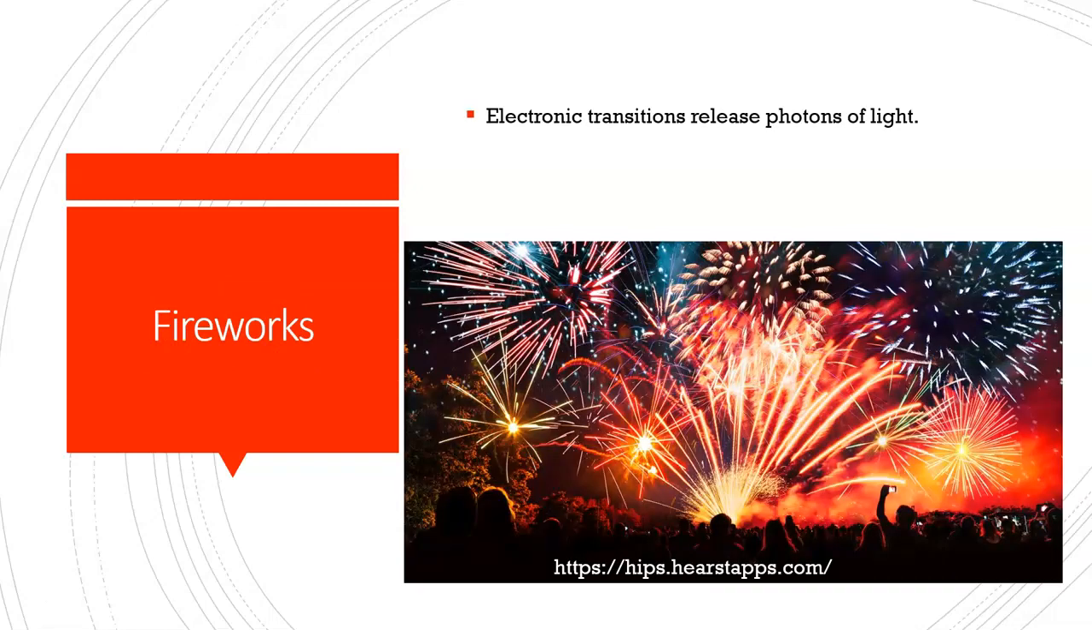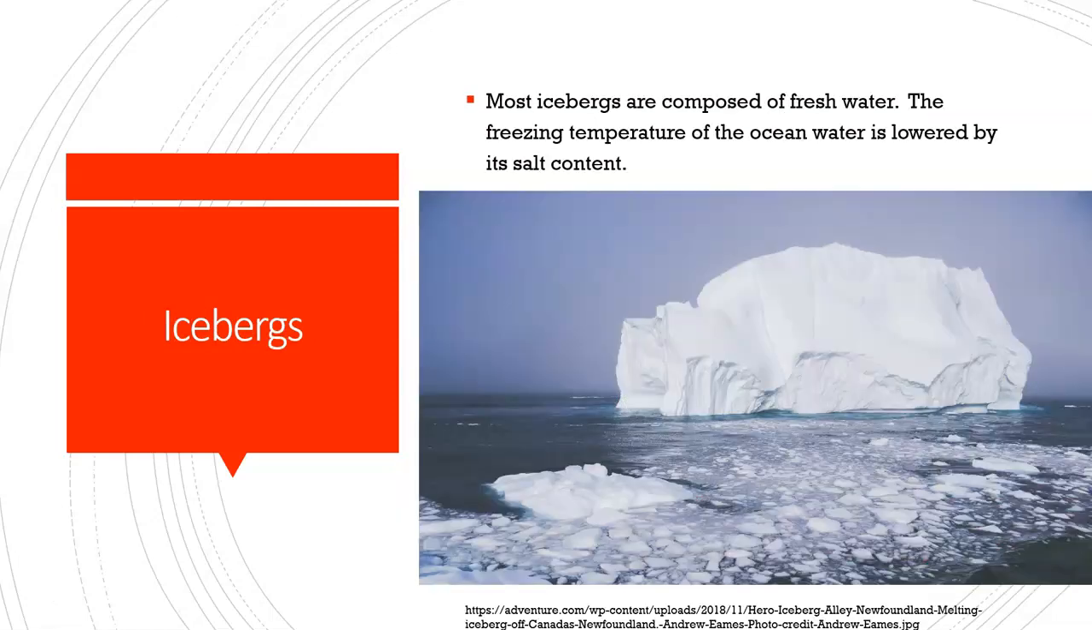So fireworks: the burning, the explosion provides energy to move electrons up to higher energy levels, and then when they relax back down, they give off colors of light, and depending on the substance, the color may vary. So you see all these different colors, the blues and the reds and the greens, and those are a result of electronic transitions happening in the electrons of atoms.